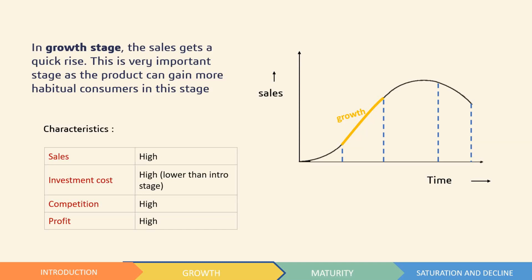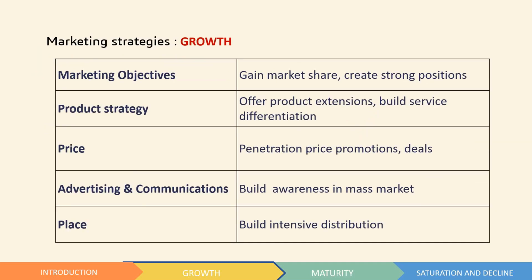And the characteristics of this stage are sales, investment cost, competition and profit. All are high in this stage. And the strategies to be followed in this stage are: the manufacturer should gain market share and create strong positions in the market. They should offer product extensions, like they should add some new features to the product to ensure the existence of the product in the market for a longer period of time.